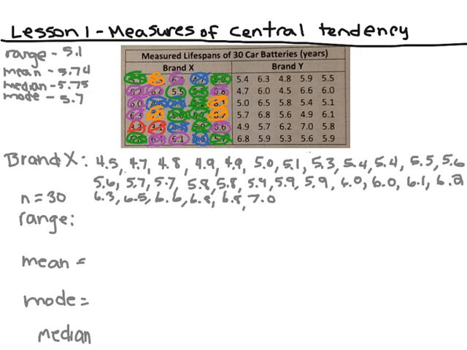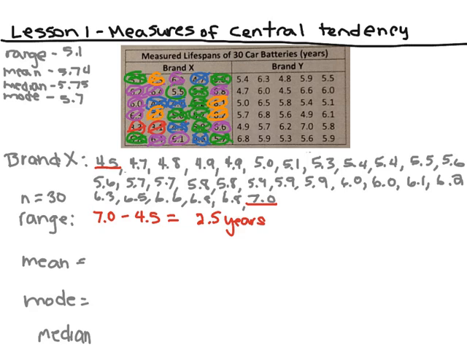So we're going to find the range, the mean, the median, and the mode. So for the range, we need our maximum values, subtract our minimum values. So 7.0 minus 4.5 is equal to 2.5 years. So that's quite a bit smaller than our last one.